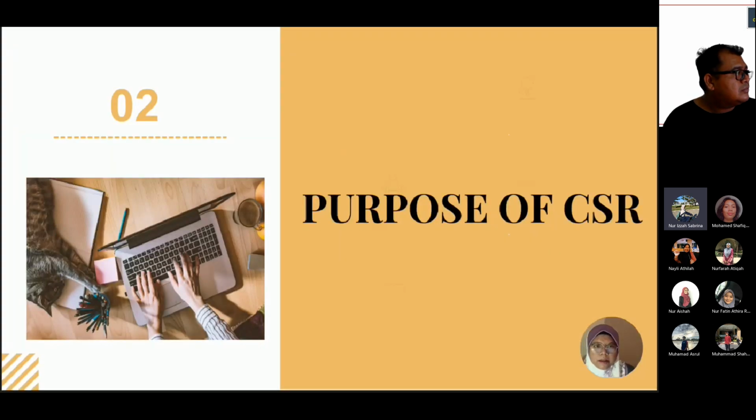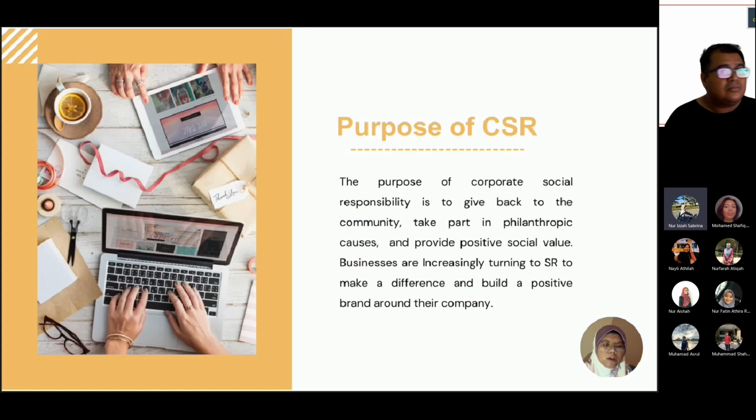Okay, next slide. I want to talk about the purpose of CSR. The purpose of corporate social responsibility is to give back to the community, take part in philanthropic case and provide positive social value. Businesses are increasingly turn to CSR to make a difference and build a positive brand around their company.